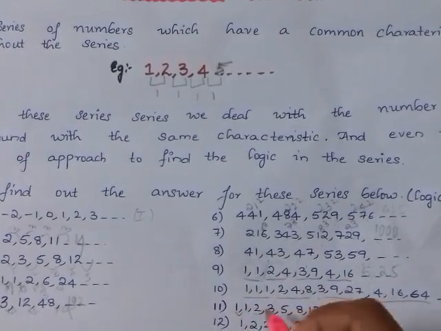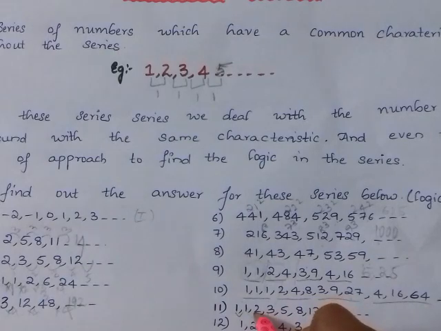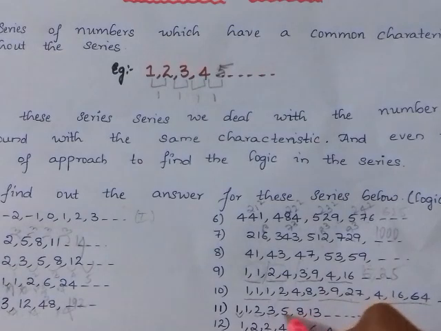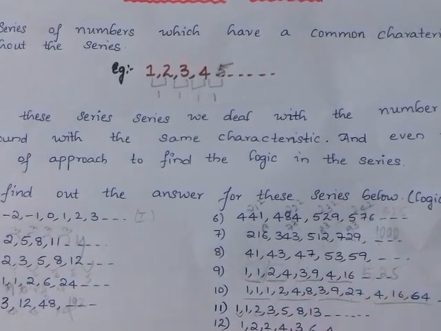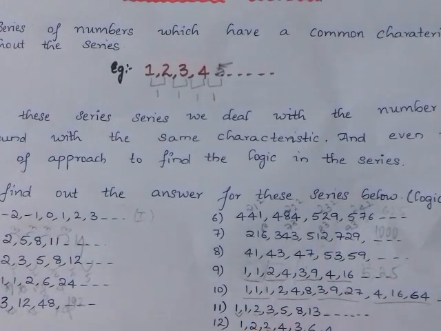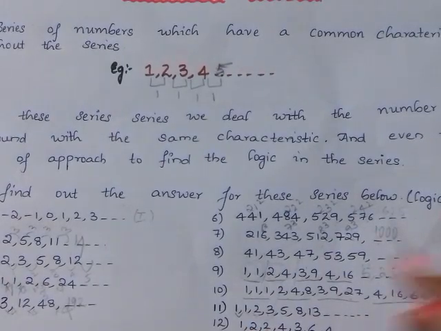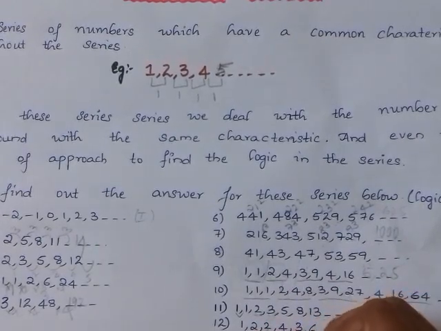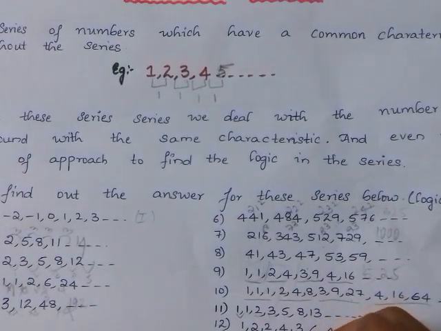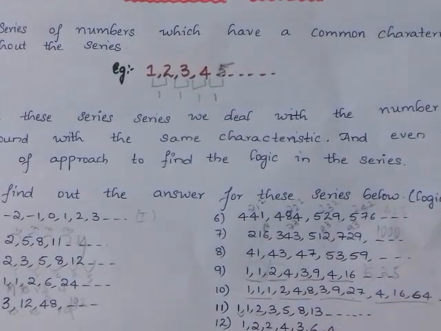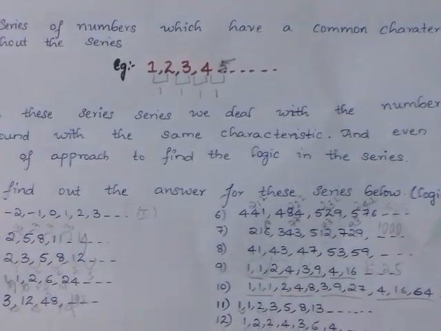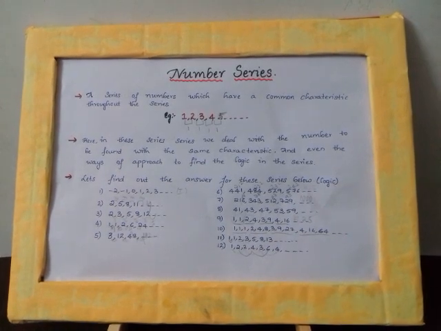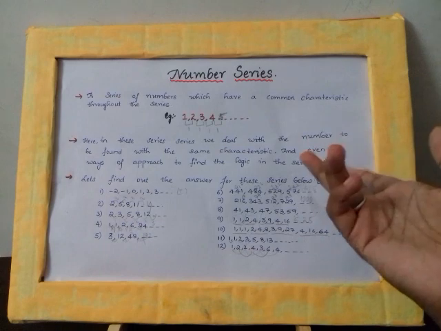The next series is 1 plus 1 gives the third number 2, 1 plus 2, 3, 2 plus 3, 5, 3 plus 5, 8, 5 plus 8, 13. Next one, 1, 2, 2, 4, 3, 6, 4 and so on. It is alternate series. Here the alternate numbers are consecutive natural numbers and these alternate numbers are consecutive even numbers. So these are how we approach or we think of this logic in the number series.